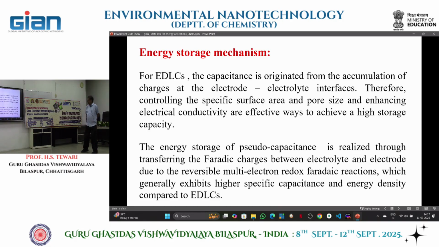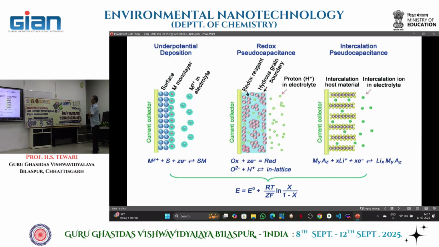Then energy storage of pseudo-capacitance is realized through transferring Faradic charge between the electrolyte and electrode due to reversible multi-electron redox Faradic reactions. Chemistry people, they are more knowledgeable than we in this case. These generally exhibit high specific capacitance and energy density compared to the first one. This is the mechanism of how the charges are stored in the second one.